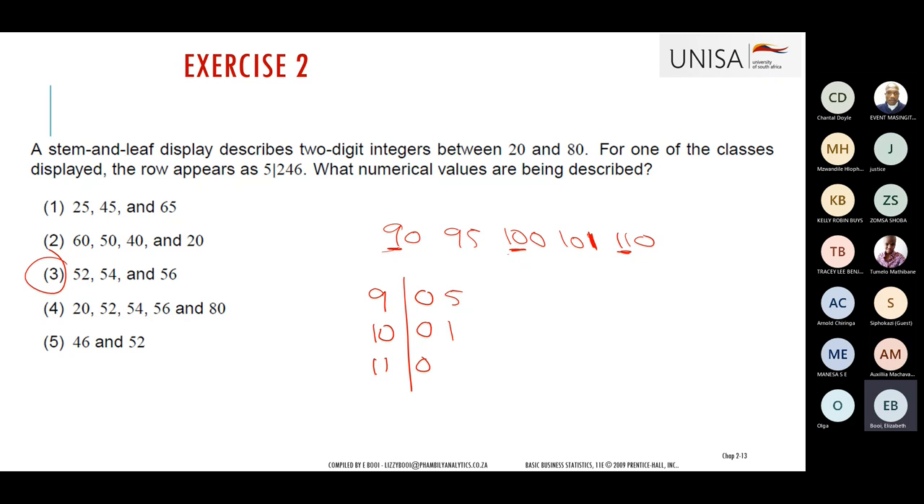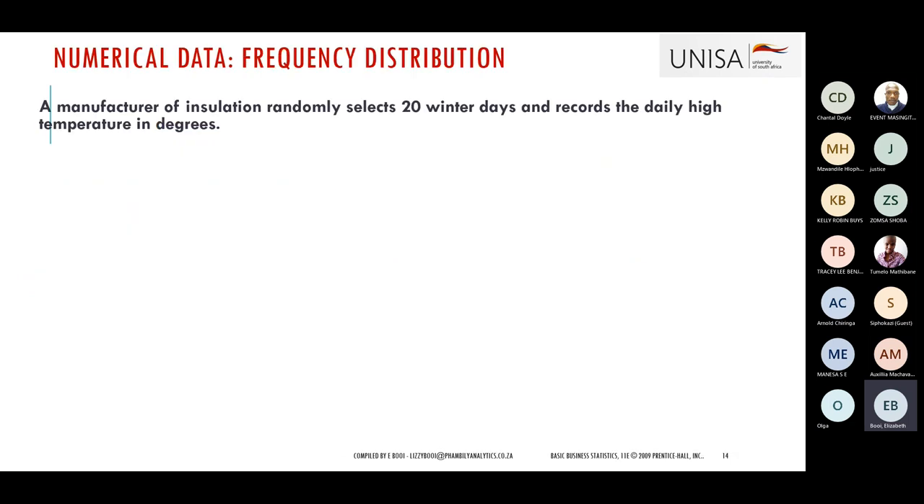So now let's look at how we do a frequency distribution. A frequency distribution is a summary table. Remember when we were doing categorical data, we used a frequency table, which is a summary table of categorical data. This is a summary table for numerical data.